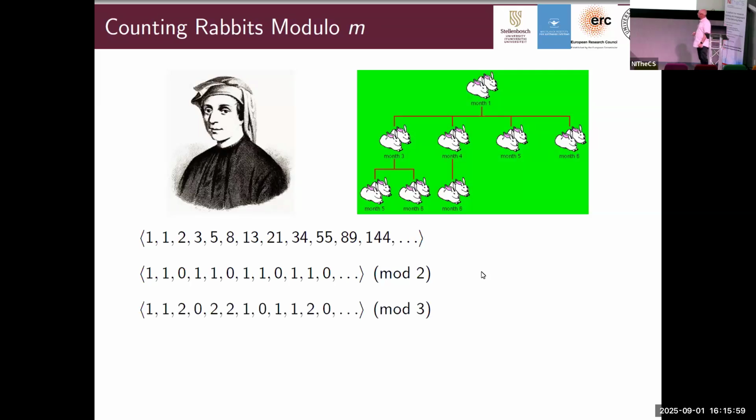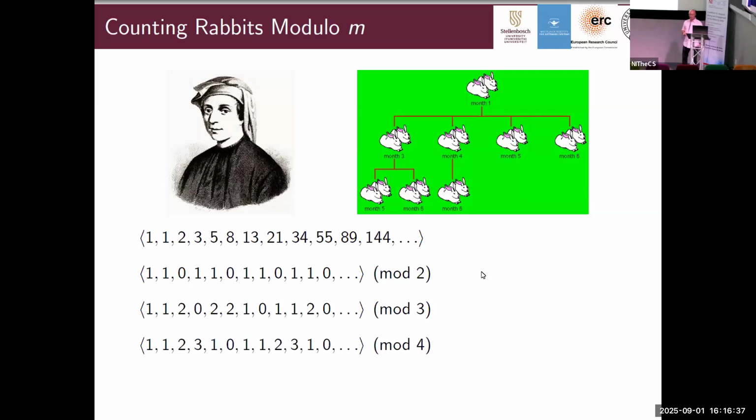Let's try to do it mod 3. If we do it mod 3, we see that that 3 which is in the fourth position becomes 0. And then if you go 4 positions more, the number 21 is also a multiple of 3. That's also a 0. And you go 4 positions more, 144 is also a multiple of 3. So that's 0. And in between you have 1, 1, 2. And then 5 becomes a 2, 8 becomes a 2, and 13 becomes a 1. So if you look at it mod 3, it's periodic. It has period 6. And it goes 1, 1, 2, 0, 2, 2, 1, and then it repeats 1, 1, 2, 0, 2, 2, 1, and so on.